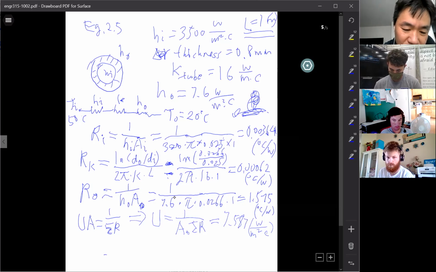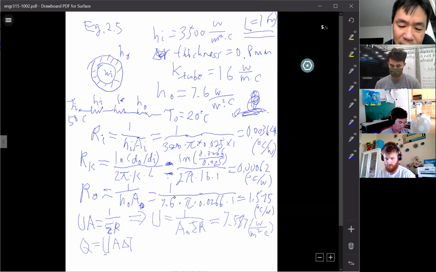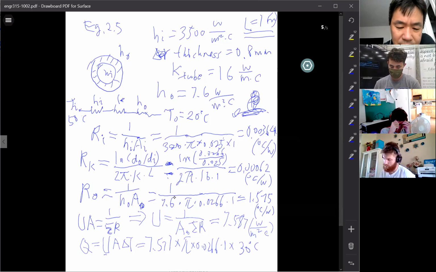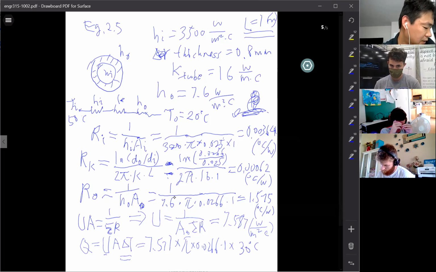So then your Q will equal U times A times delta T. Okay, so it will be 7.577 times that big area, pi times 0.0266 times 1, then times, what is the delta T in this case? 30 degrees. Okay. Equals about 19 watt.